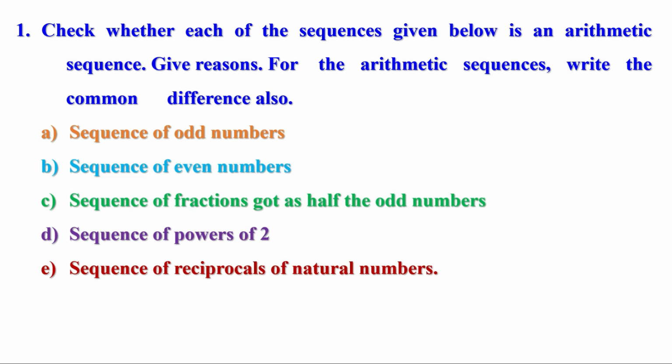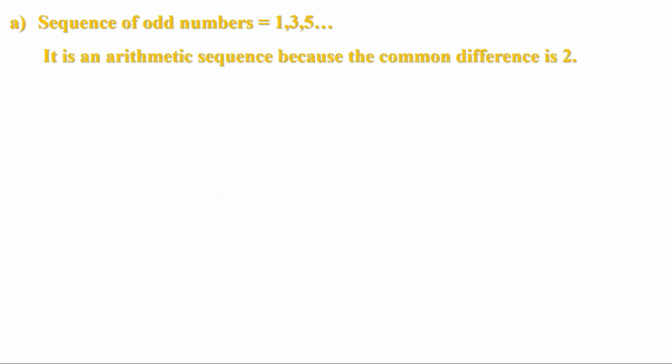First of all, let us take the sequence of odd numbers. We know the sequence of odd numbers is 1, 3, 5, 7, etc. Is it an arithmetic sequence? Let us check. 1 plus 2 is 3. 3 plus 2 is 5. 5 plus 2 is 7. So it's an arithmetic sequence with common difference 2.